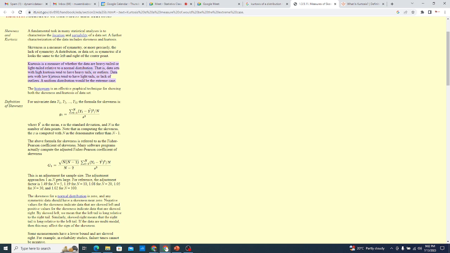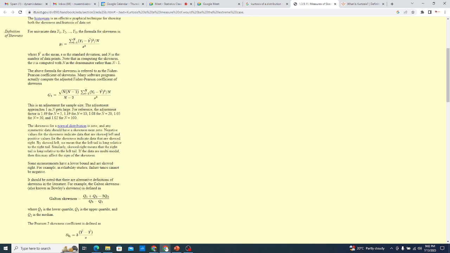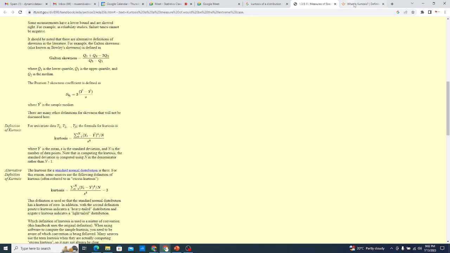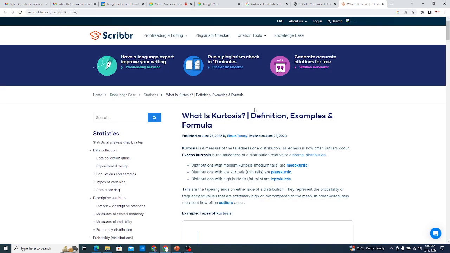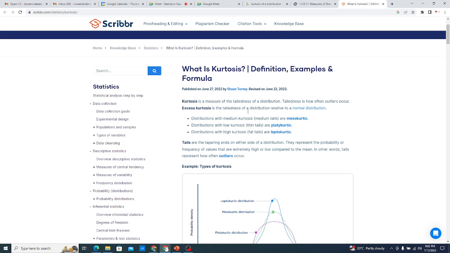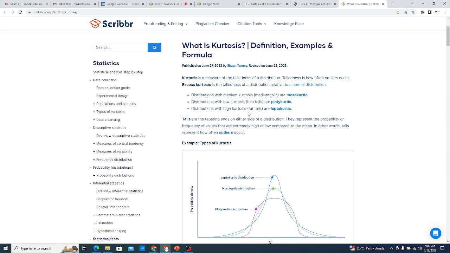A data set with low kurtosis tends to have light tails or lack outliers. Yes, so that's a perfect example, in fact.